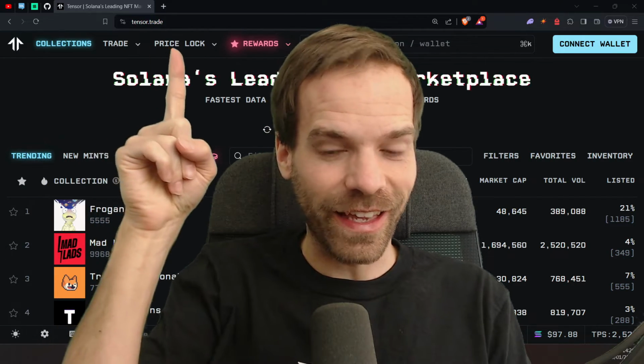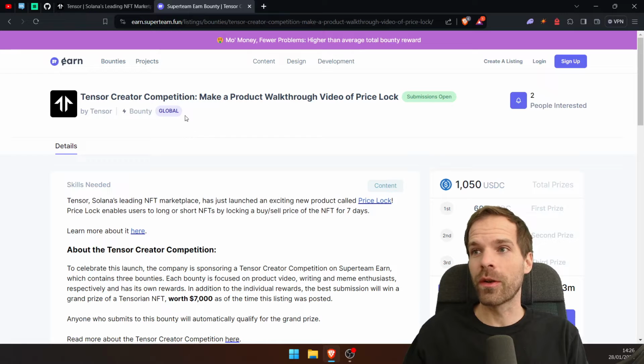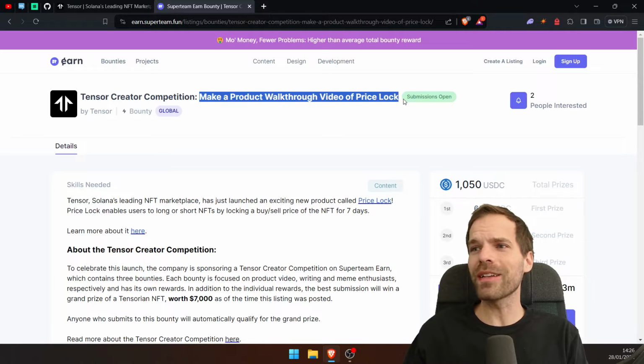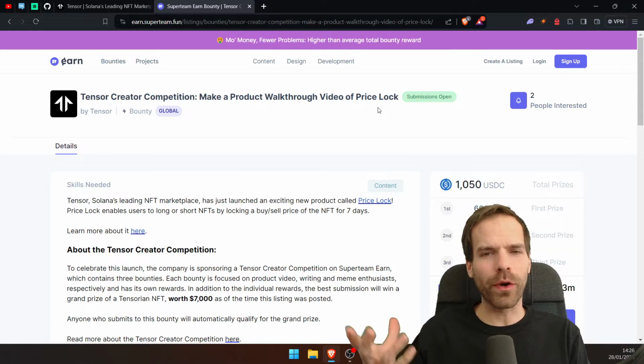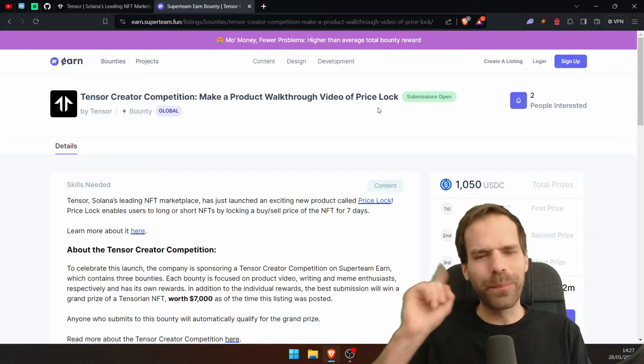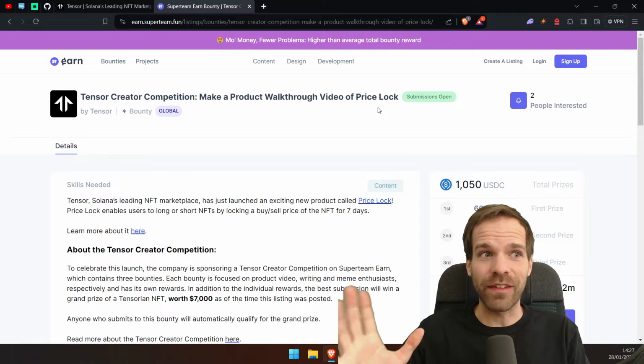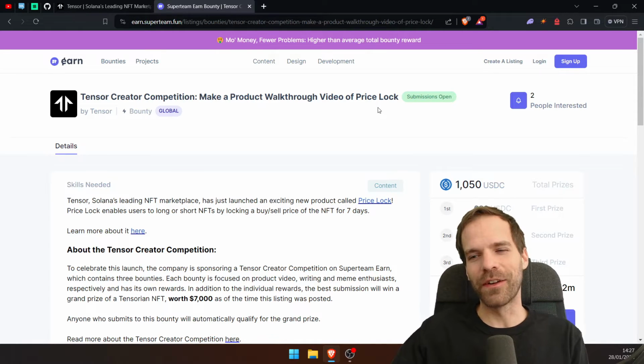This thing. Although, full disclosure, I'm intending to make this an entry to the Tensor Creator Competition. Make a product walkthrough video on Price Lock. So obviously I want the product to look good for that, so I might create kind of a bias. But you know me, if I don't like something, I'm gonna tell you that I don't like it, even if that means not getting that bounty. However, it would be really nice to get that Tensorian.